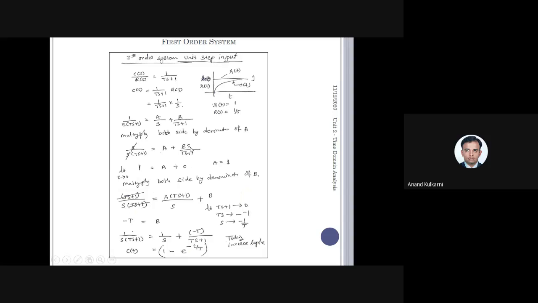Here b into s is there. So b into 0 is 0. So this will vanish. So the value of a is 1. This is how the partial fractions are determined.